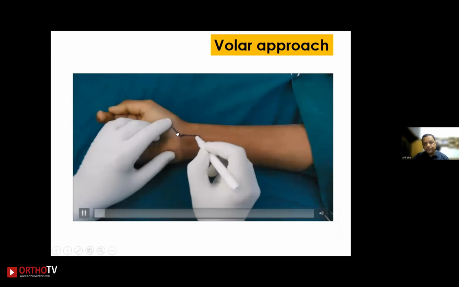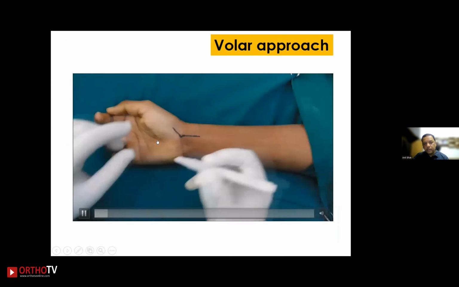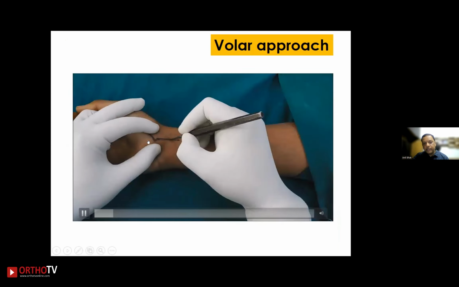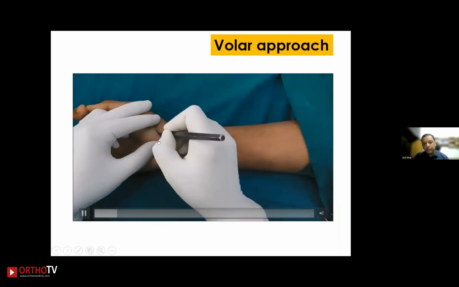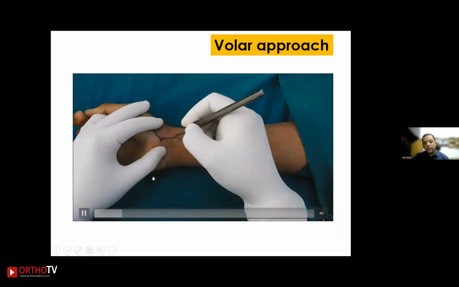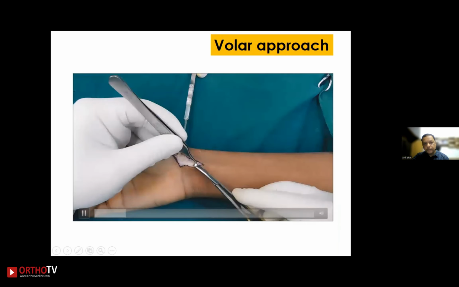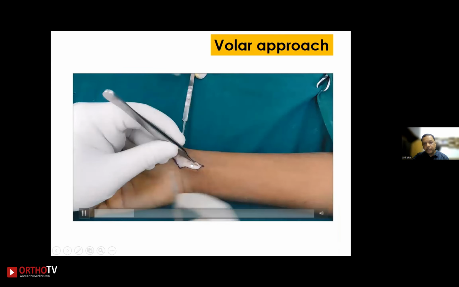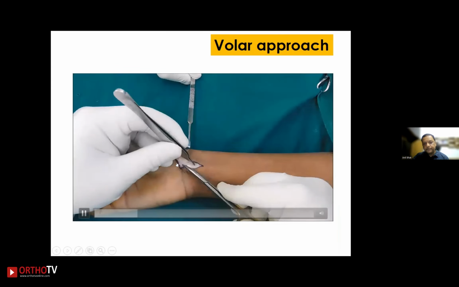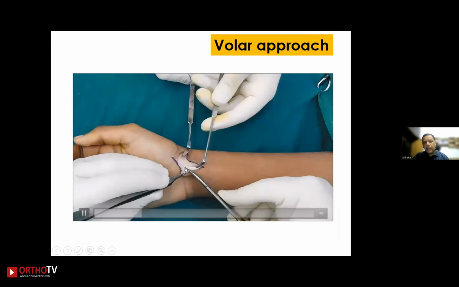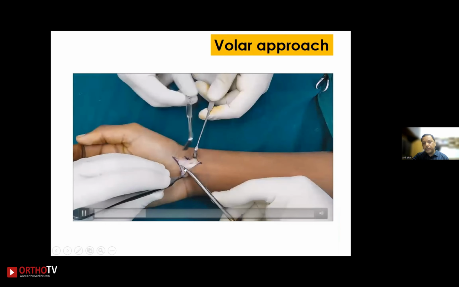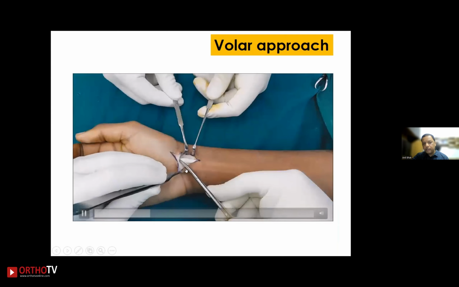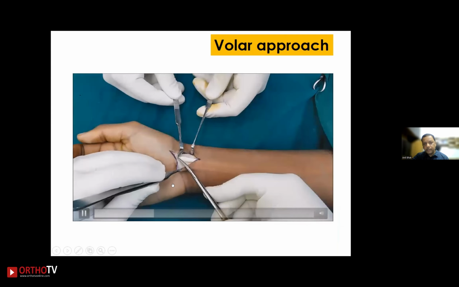This is the classic volar approach, a hockey stick kind of an incision or a J-shaped incision here. A small bend across the crease, you don't cut it right across the crease, you make a small bend there. And this is through the FCR tendon sheath. So this is the FCR there, and that is the FCR sheath. You cut through the FCR sheath here and go distally. And then what you do is you cut through the capsule through and through to enter the joint.